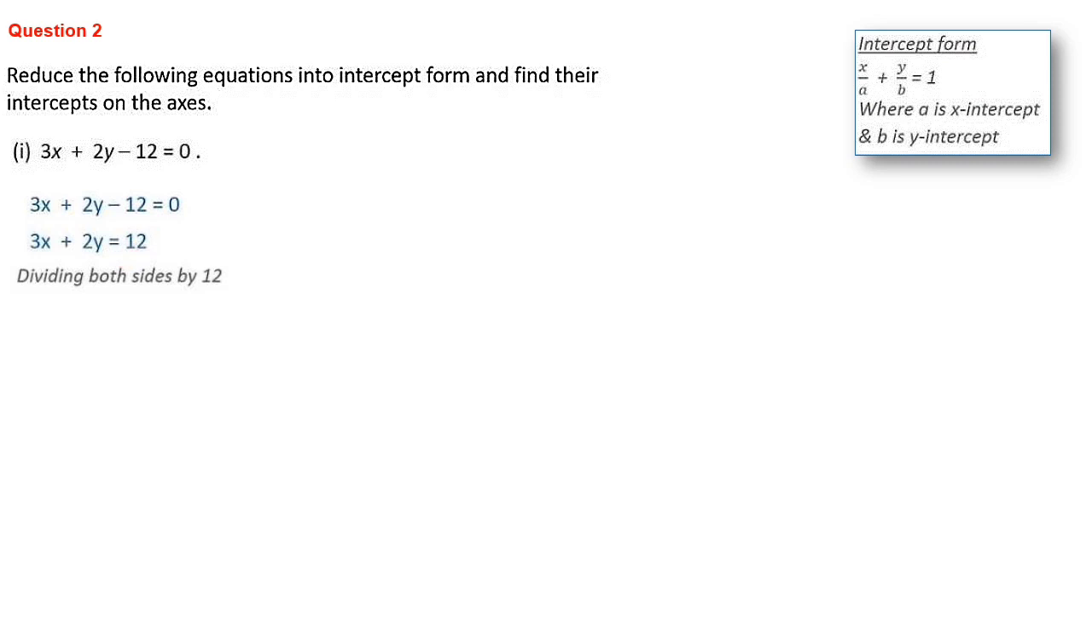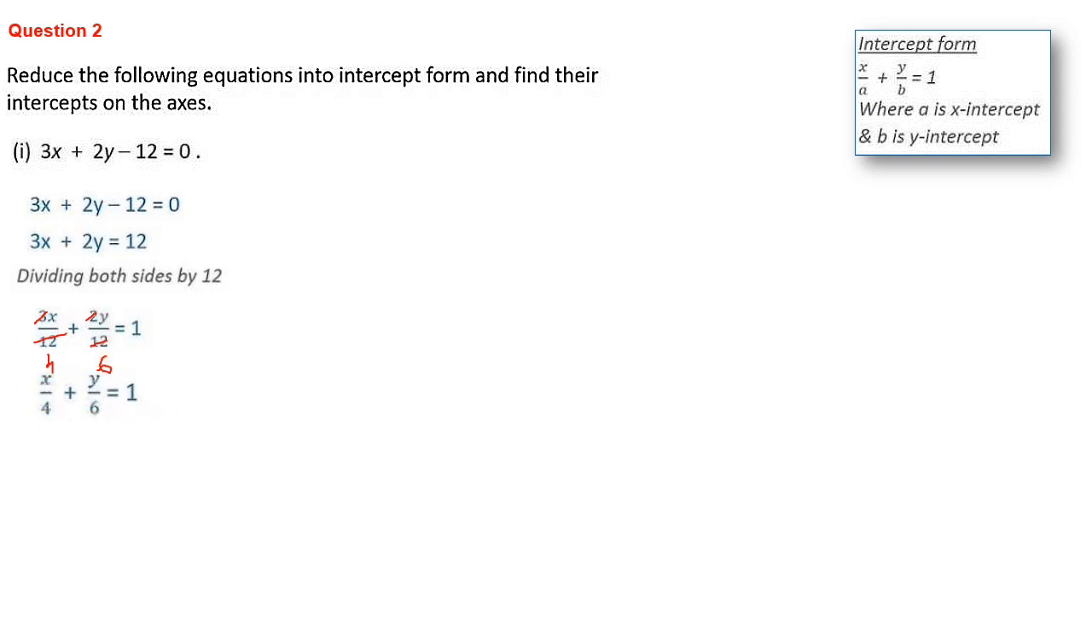12 by 12 is 1. So each term separately we have to divide. So 3x by 12 plus 2y by 12 equal to 12 by 12 is 1. Then you can cancel the common things here. So 3 and 12 we can cancel and write 4 times. And here 2 and 12 we can cancel and we can write 6 times. So x by 4 plus y by 6 is equal to 1.